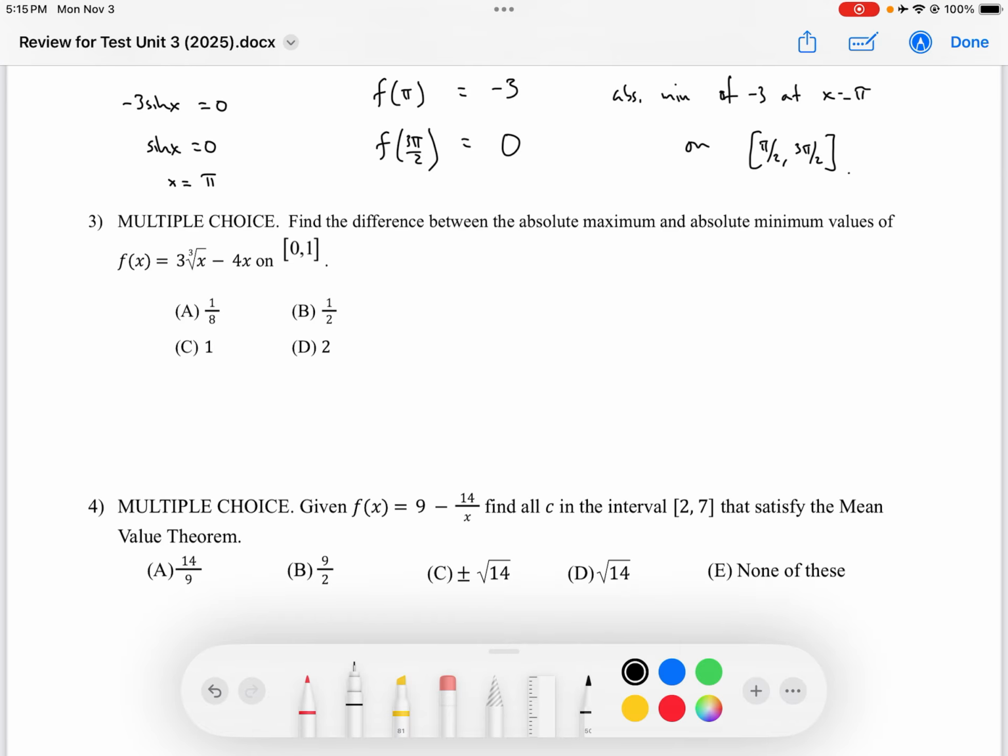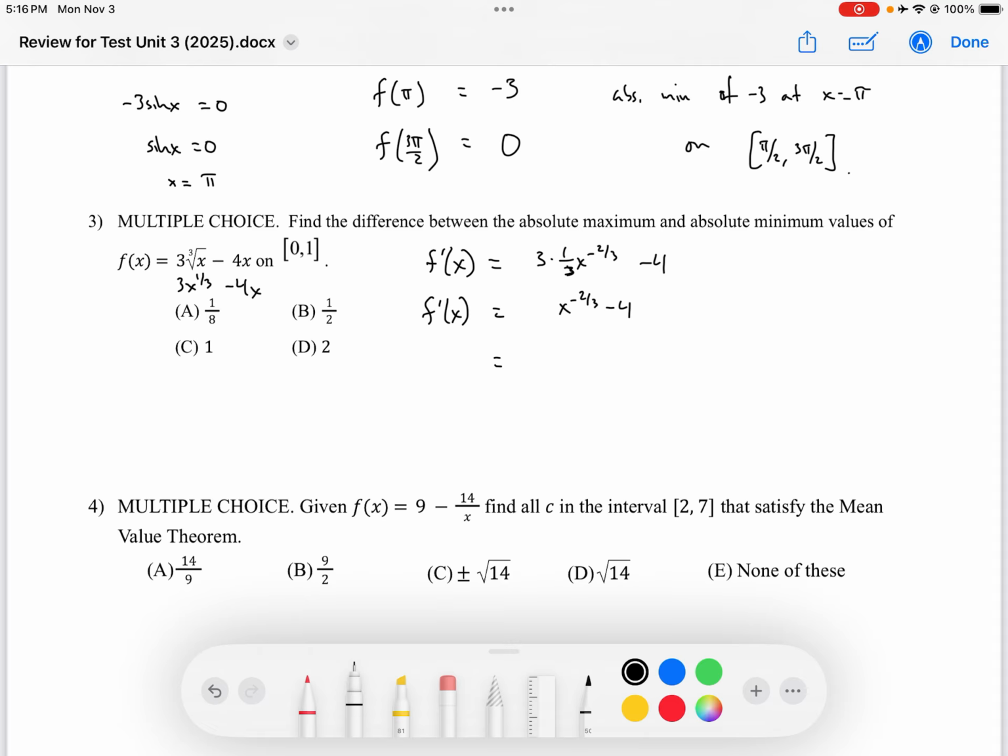Find the difference between the absolute max and absolute min values of this function on this interval. Again, candidates test. All right, well, let's see. F prime of x would be, well, this is 3x to the 1/3 minus 4x. So that would be 3 times 1/3 x to the negative 2/3 minus 4. So that is x to the negative 2/3 minus 4.